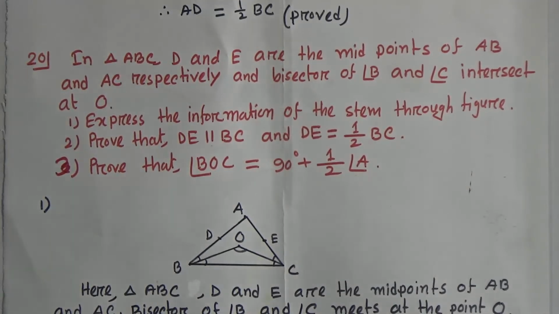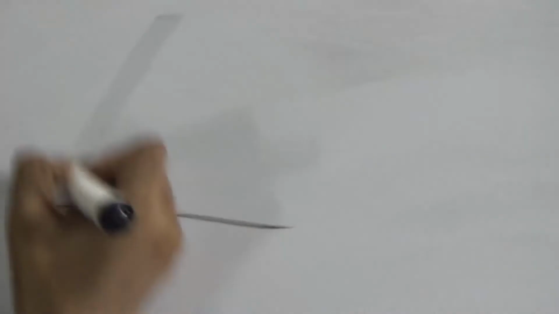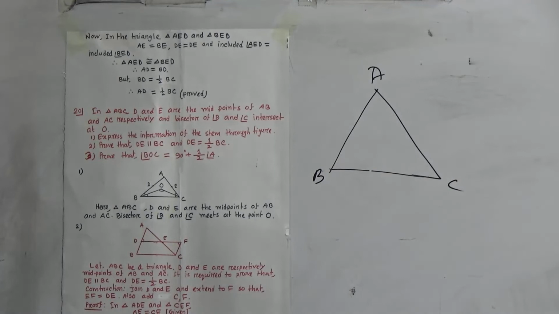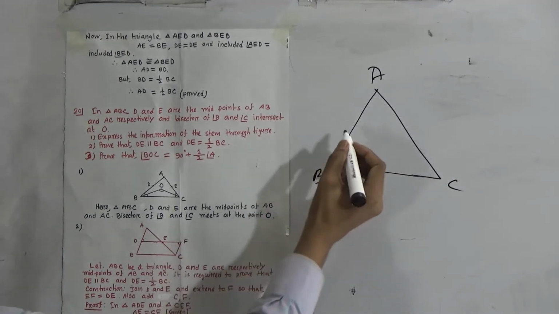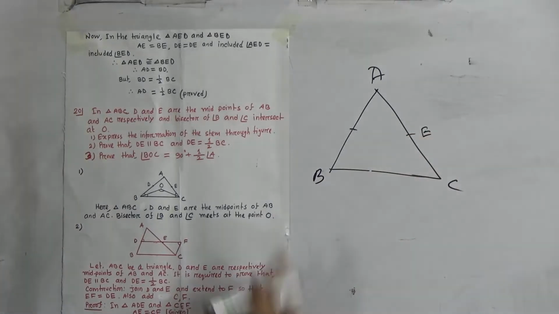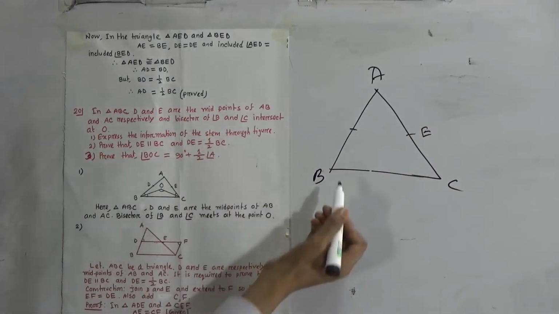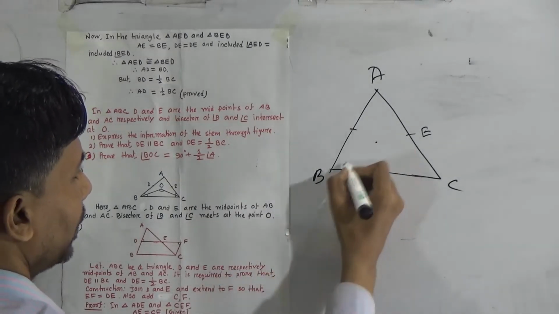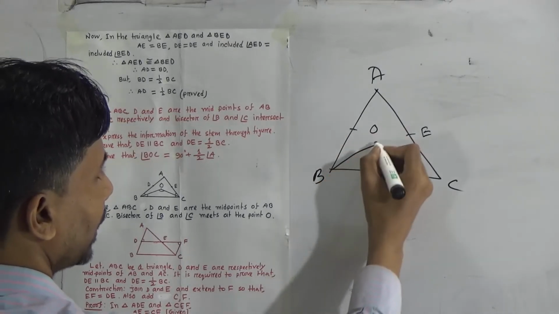Look, this is the triangle ABC. D and E are the midpoints of AB and AC respectively. Also, what is given? The bisector of angle B, and this is O, where the bisectors meet.